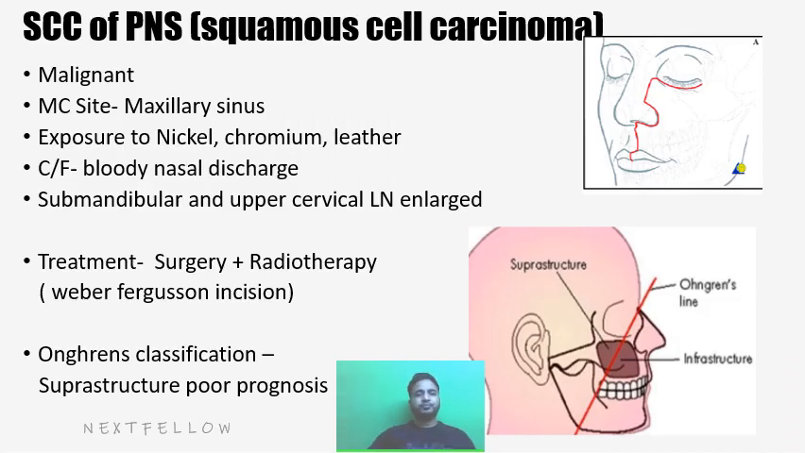Important point. Now, squamous cell carcinoma of paranasal sinuses. Again, the most common site of malignant carcinoma of paranasal sinuses is maxillary sinus. Maxillary sinus is the most common site for paranasal sinus tumors.